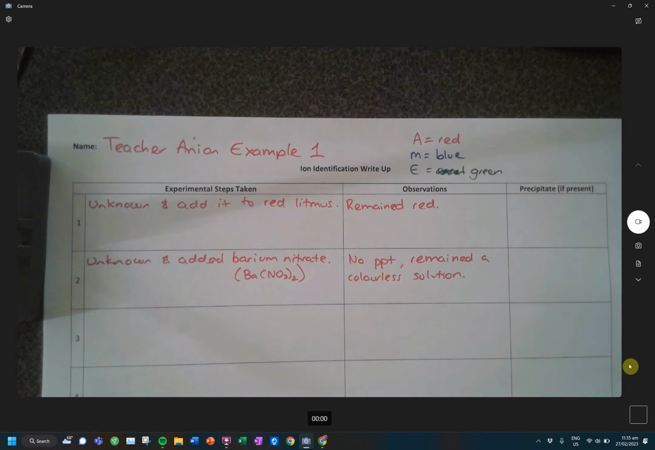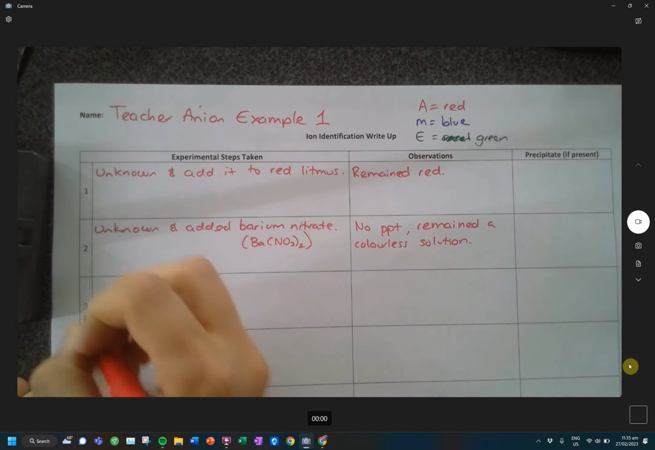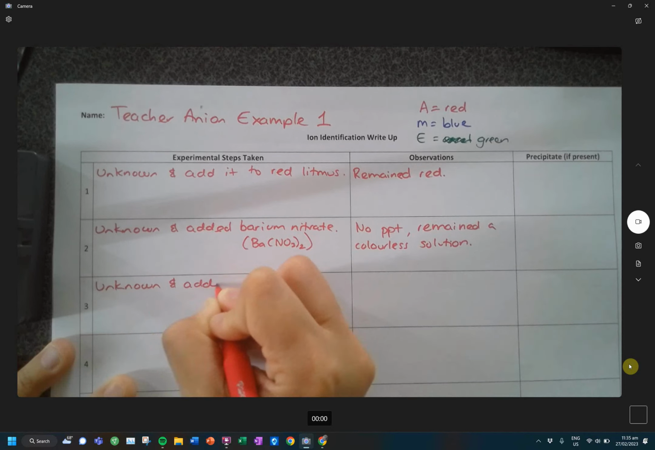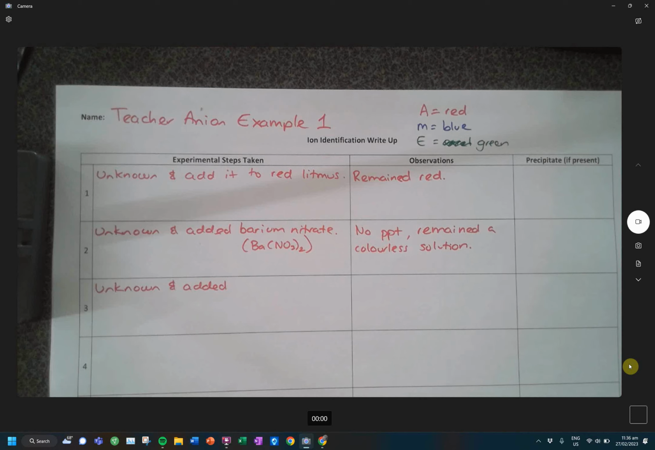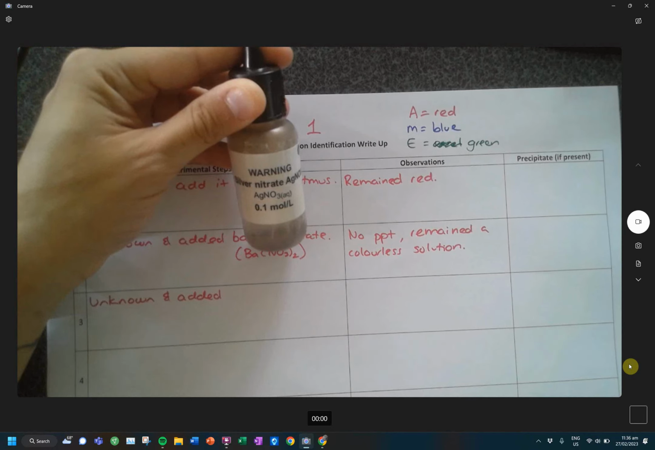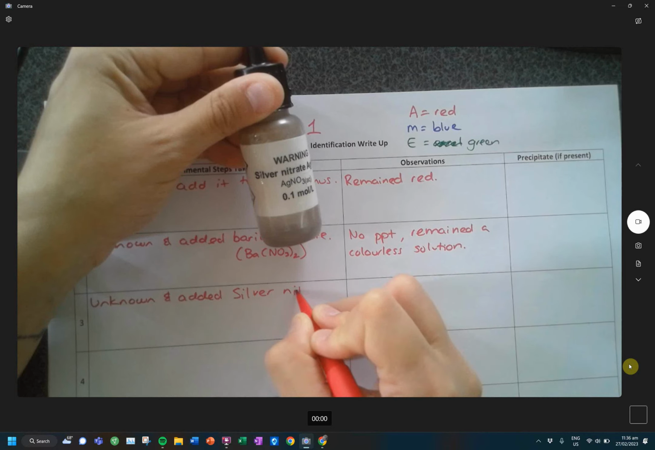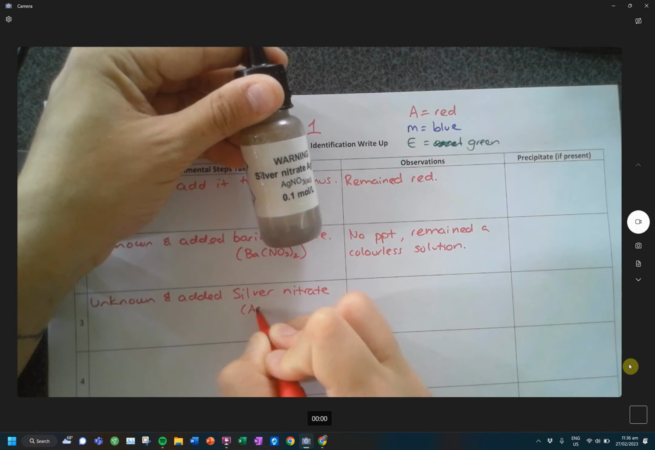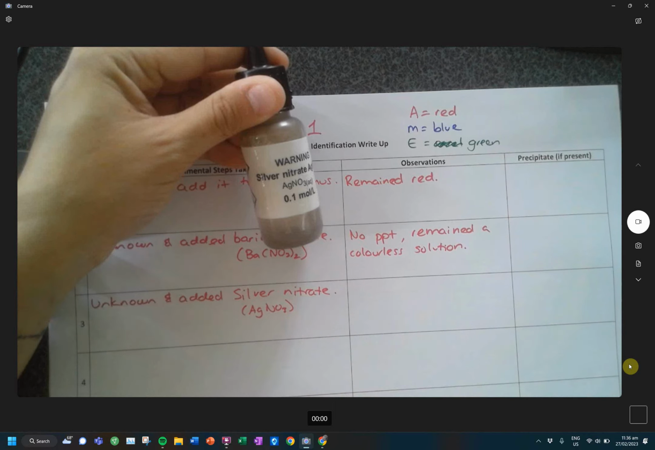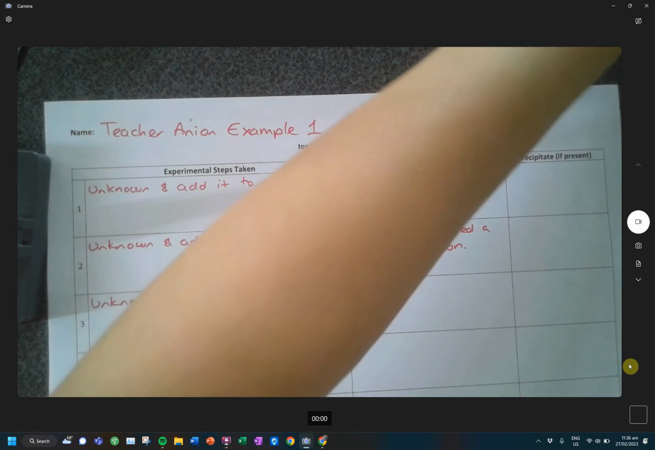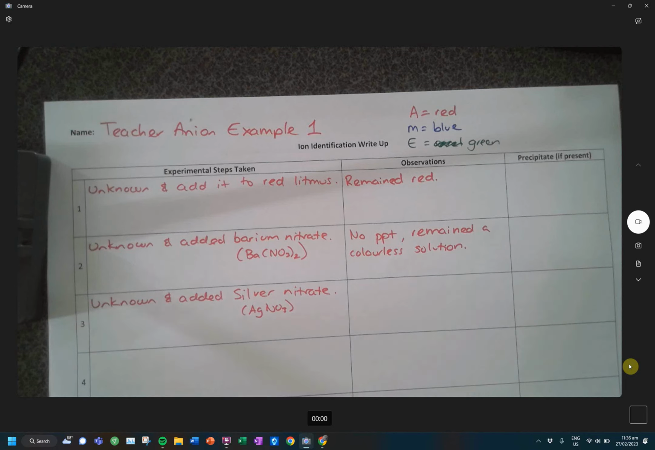So again, let's write down our steps. We take our unknown. And added, if we're not sure what that AgNO3 formula is, we can always grab the bottle and we can see that it says silver nitrate. Again, I'm happy if you want to write the word or if you want to write the formula. I'm just writing both so that way we can get used to the chemistry language. Cool. Keep going.